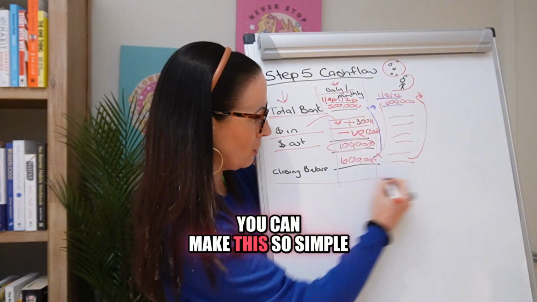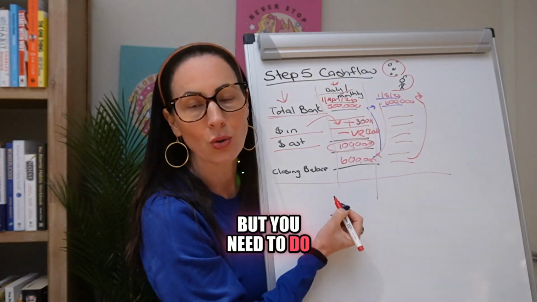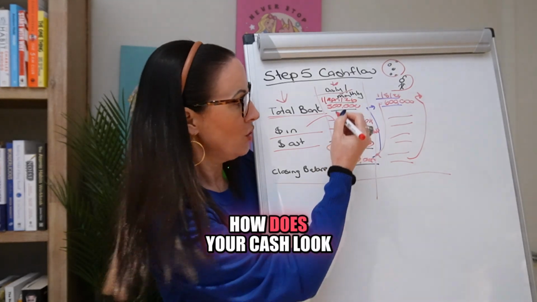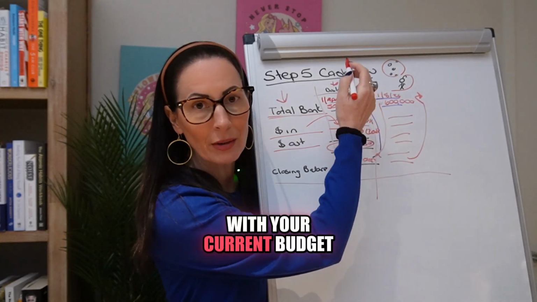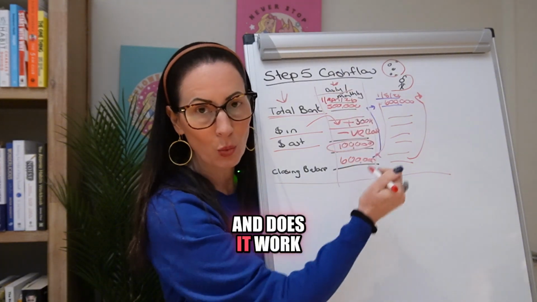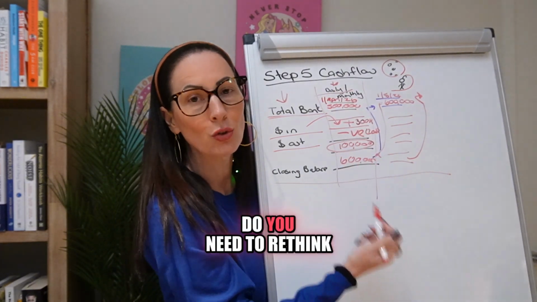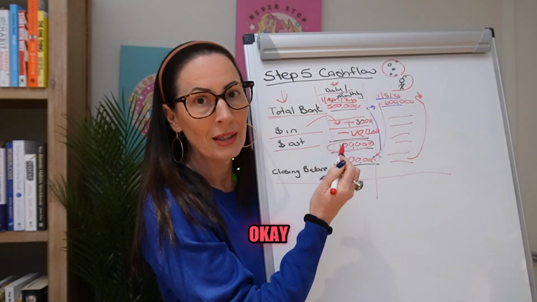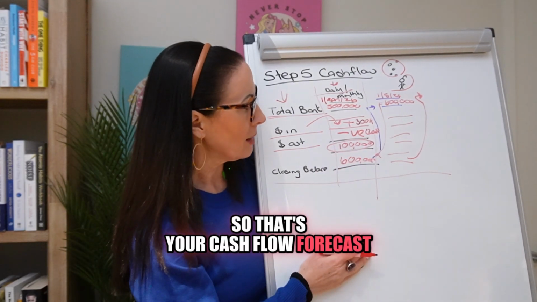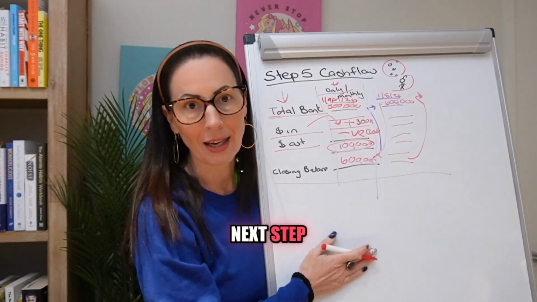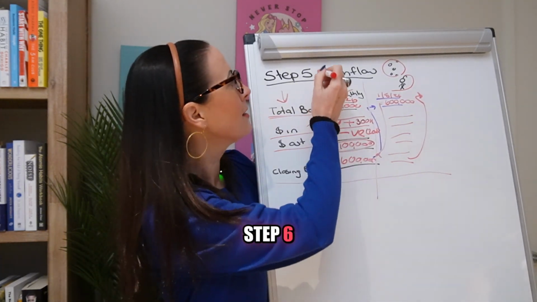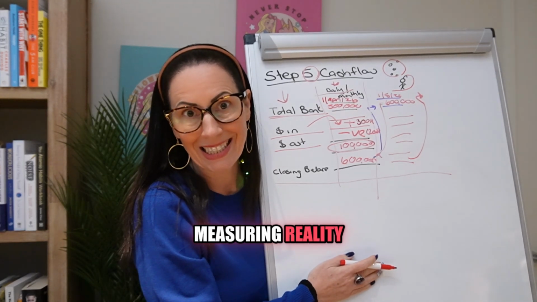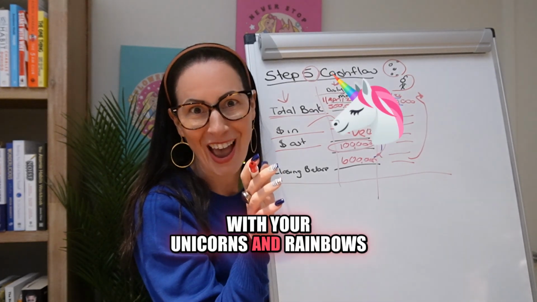See, you can make this so simple, but you need to do this cash flow forecast, right? This is how does your cash look with your current budget? And does it work? Are you going to run out of money? Do you need to rethink your business plan, your goals, and your budget, okay? So that's your cash flow forecast. And then we'll come into the next step, step 6, which will be measuring reality with your unicorns and rainbows.